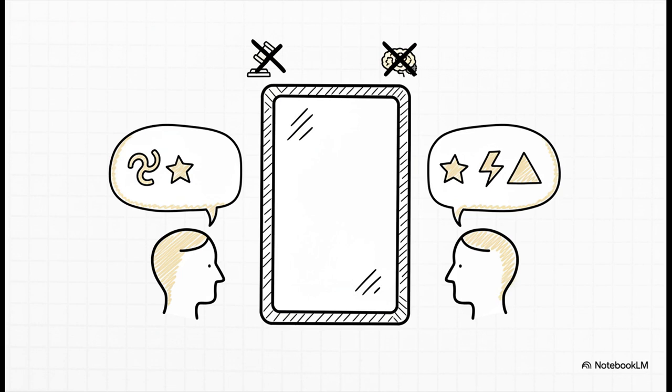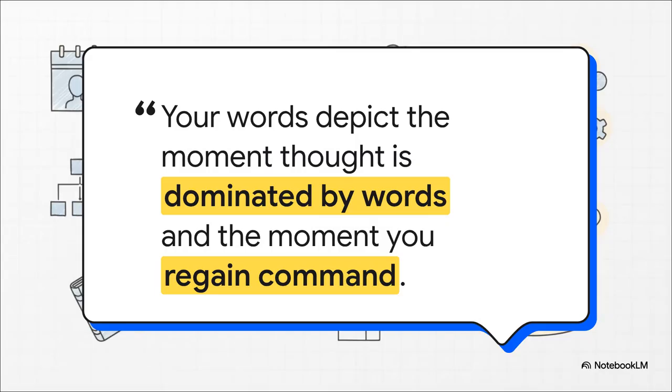First up, layer 1. The surface layer. And the key thing to understand about this layer is that it's basically a mirror. It doesn't analyze, it doesn't give opinions, it doesn't judge, it just reflects. So, for example, a user was talking about having a mental block. Now, a normal chatbot might give you tips to overcome it, but this bot, no. It just mirrored what they said, describing it as this dynamic between the moment thought is dominated by words and the moment you regain command. It's just describing the phenomenon, plain and simple.